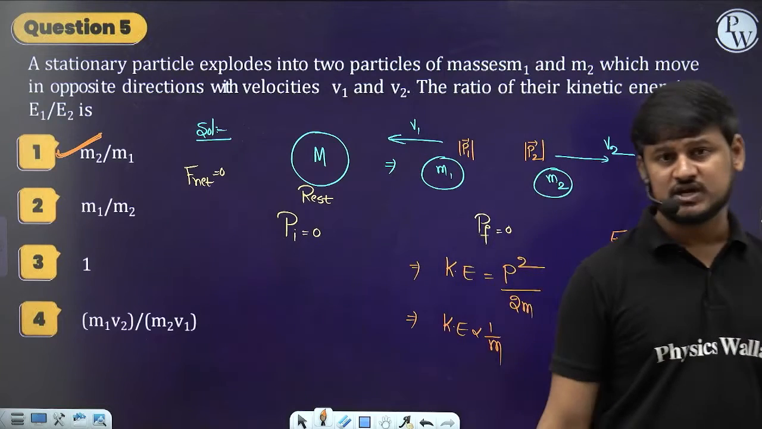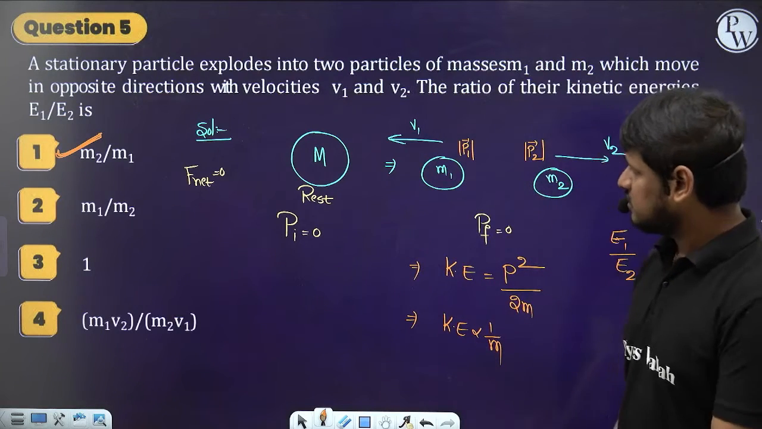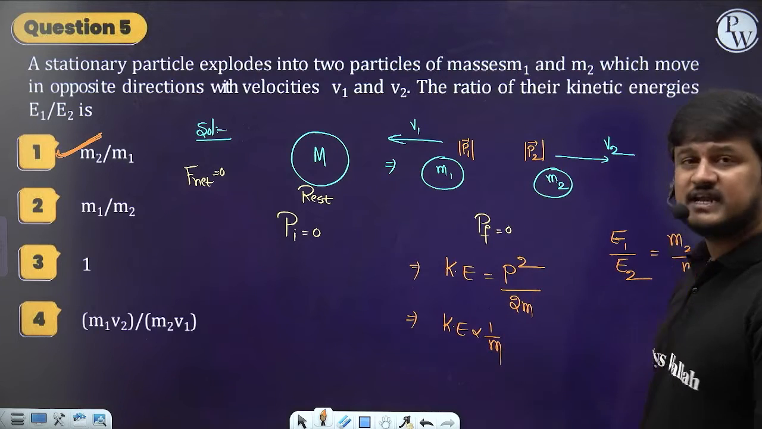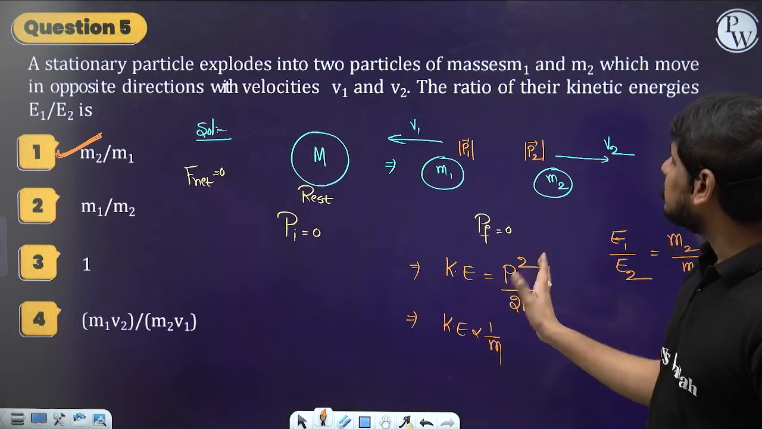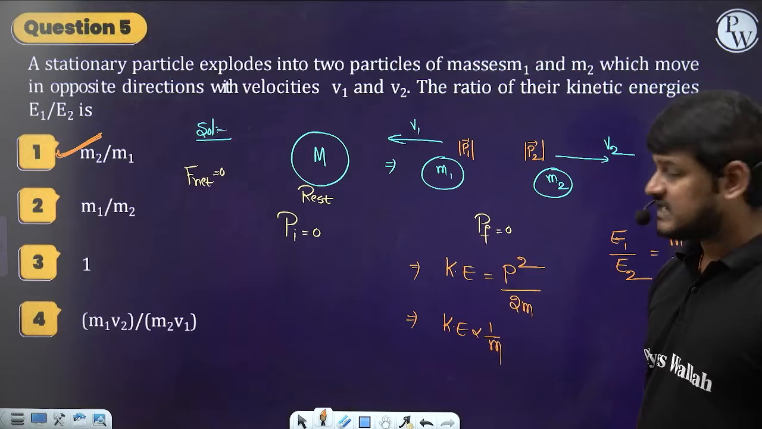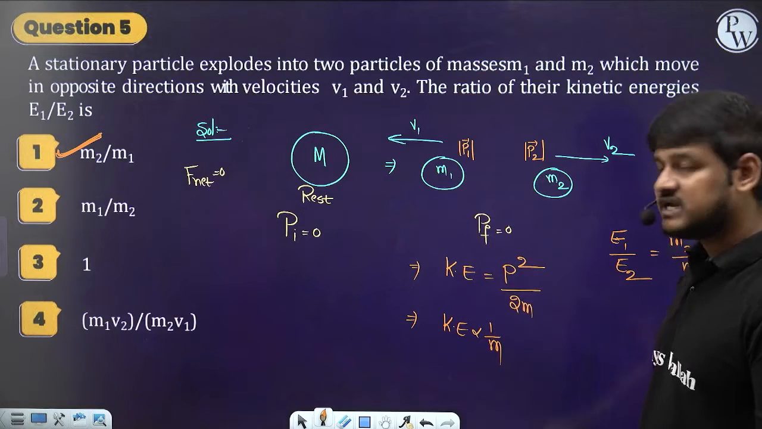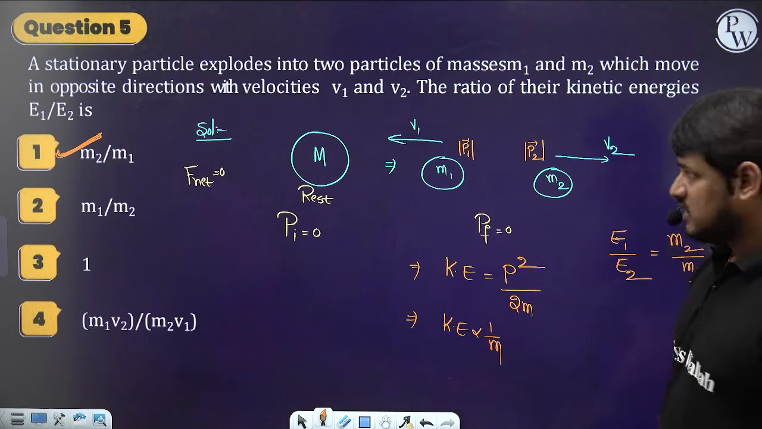Clear? Understood, guys? Simple thing, simple question. No need to go for the momentum conservation again, finding the velocities, finding the kinetic energies and doing the ratio. Directly, you know the relation between kinetic energy and momentum, and their two momenta are the same. So kinetic energy is directly inversely proportional to the mass. Done?